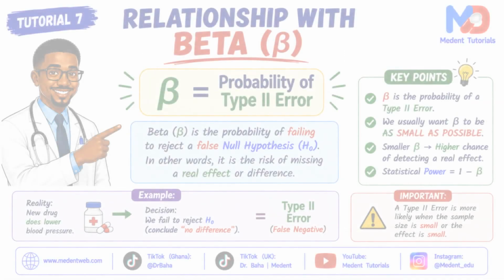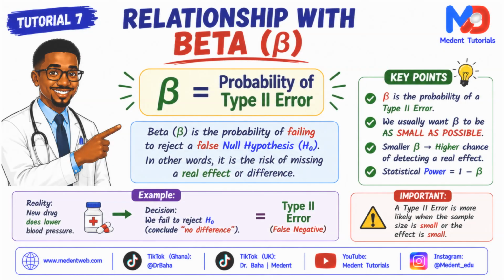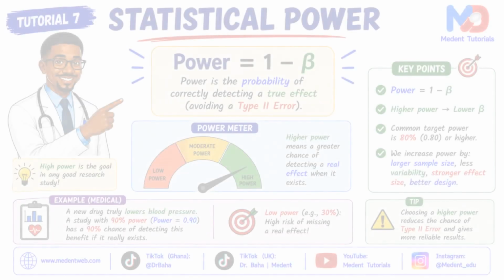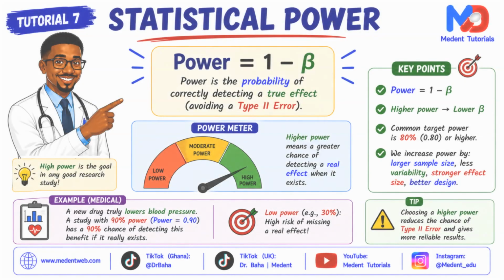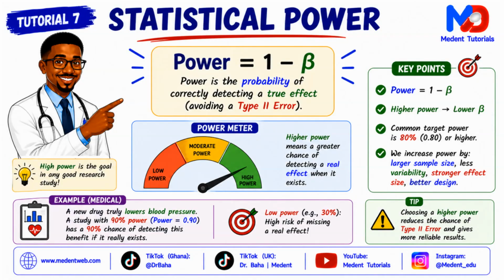Beta represents the probability of making a type 2 error. This means missing a real difference or treatment effect when one actually exists. So if you see beta, think of type 2 error. Statistical power is the probability of correctly detecting a true effect. So the higher the power, the lower the chance of making a type 2 error.